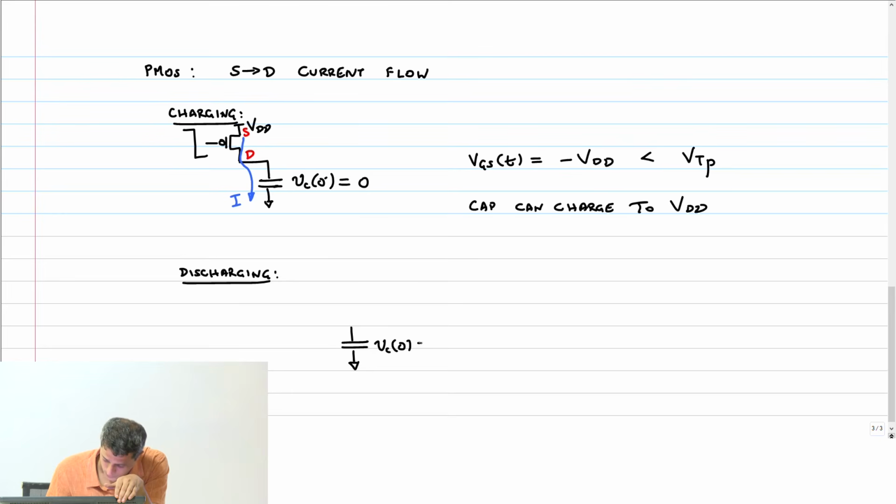Vc of 0 minus is what? VDD, and I am now going to connect this to a PMOS transistor. Of course, this is going to go to ground. Again, what is the source? What is the drain? Top is the source. The capacitor voltage is now the source. This is the drain. So what is VGS of t?